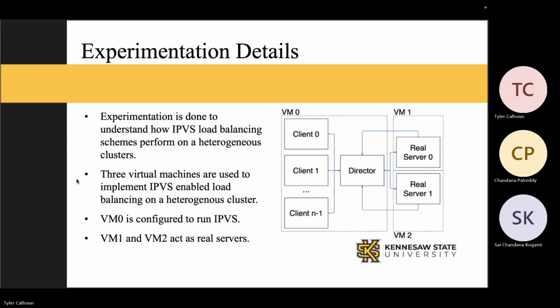All right, so moving on to experimentation details. Again, we're using an IPVS load balancing scheme on a heterogeneous cluster, and this is comprised of 3 VMs. So looking at this diagram, you can see how it's laid out. The director resides in VM0, and the concurrent client requests reach the director through the virtual IP. The director uses IPVS to determine which real servers the requests are sent to.